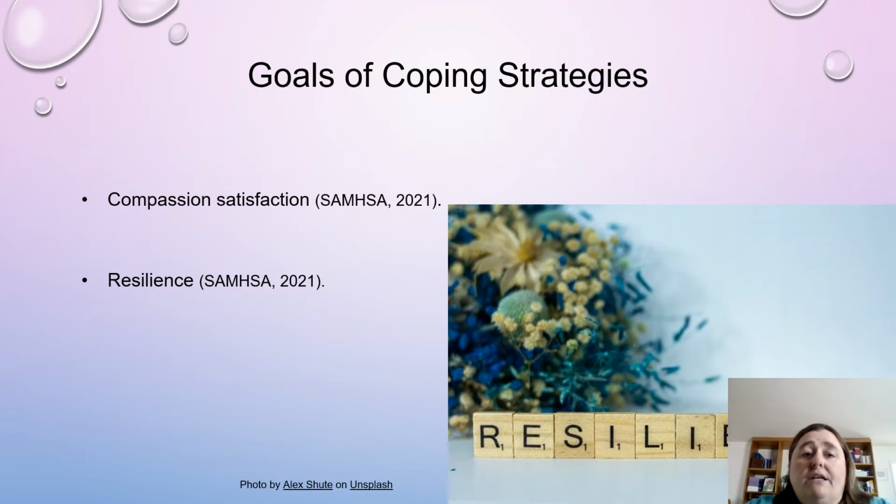Once an OT practitioner has identified that they have experienced or are experiencing compassion fatigue, the goal is to then develop coping strategies. And the ultimate goal in having positive coping strategies is to achieve compassion satisfaction. Compassion satisfaction is a sense of fulfillment about the work that's done by a practitioner, and it is based on feelings of hope, strength, and resilience. We also hope to develop resilience in using these coping strategies.